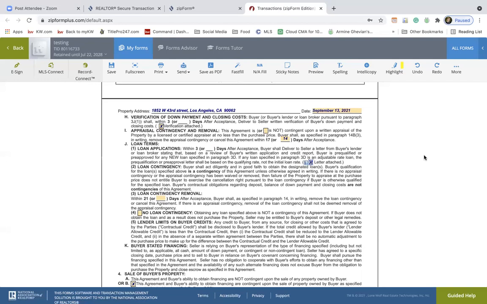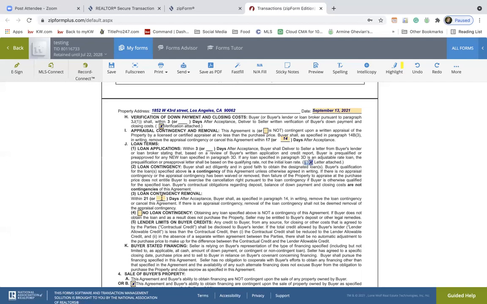Loan contingency removal. Within 21 days after acceptance, buyer shall, as specified in paragraph 14, in writing, remove the loan contingency or cancel this agreement. If there's an appraisal contingency, removal of the loan contingency shall not be deemed removal of the appraisal contingency.